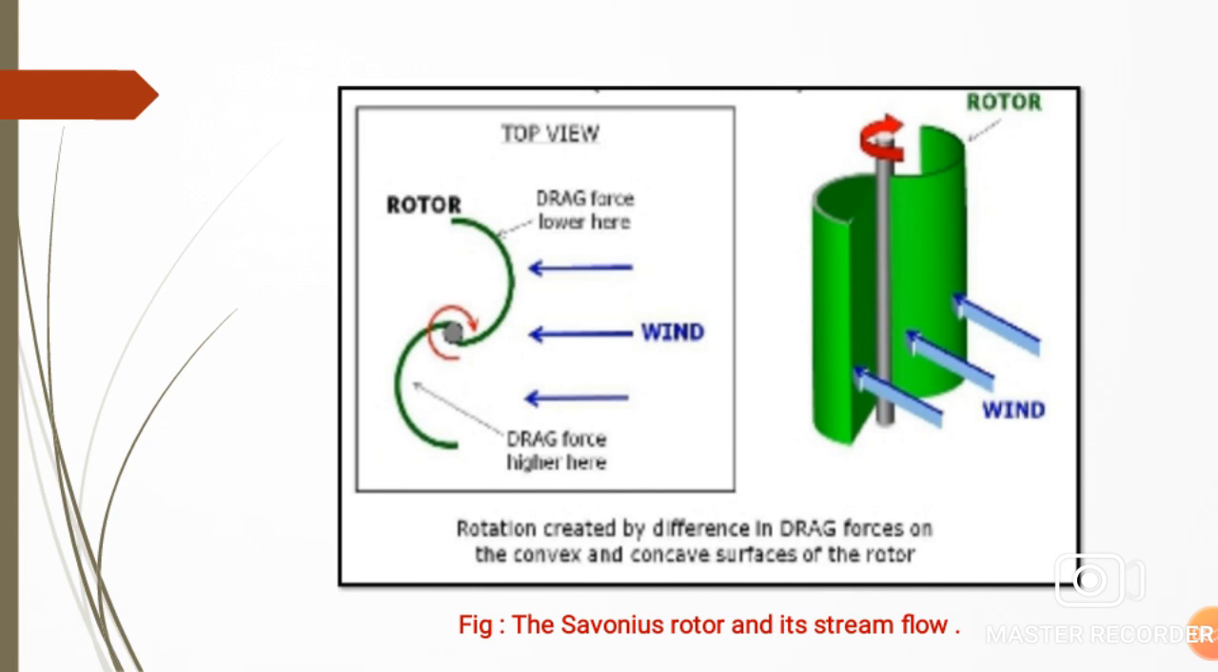Rotation is created by the difference in drag forces on the convex and concave surface of the rotor. The rotation of the blade takes place if and only if there is a difference between the drag force at the concave side and the drag force at the convex side, and then there is rotation, otherwise this is not possible. Due to that principle there is a rotation of the blades, and we are able to convert the kinetic energy of the wind into mechanical power. So this is the figure of the Savonius rotor and its stream flow.